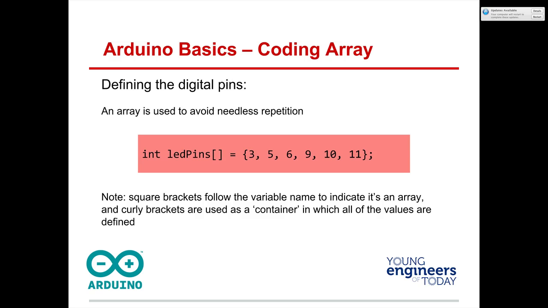If you see LED pins bracket 2 bracket, that's 6. And the reason why it's 6 is with 0, 1, 2, it's the second index. LED pins 5 is 0, 1, 2, 3, 4, 5. So LED pins 5 is equivalent of 11. That's what the computer is going to see.